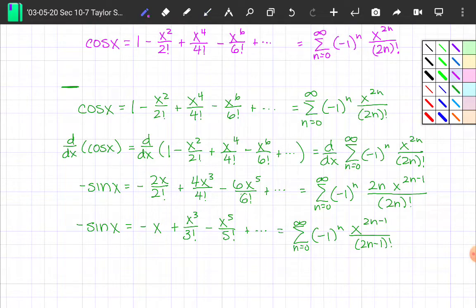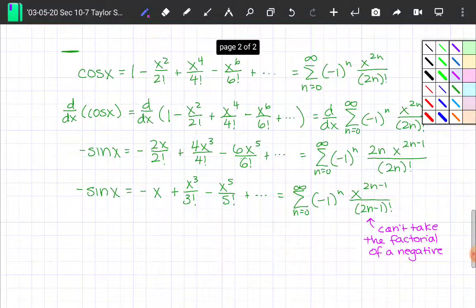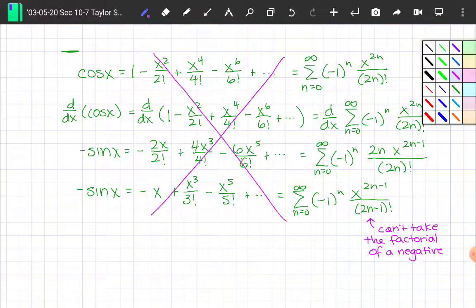So some weird stuff happened. Big problem here. Can't take the factorial of a negative. So this didn't work. I mean, it appeared to. If you don't look at the sigma, the other stuff could work out. But we ran into problems with the summation part. Let's try integrating.